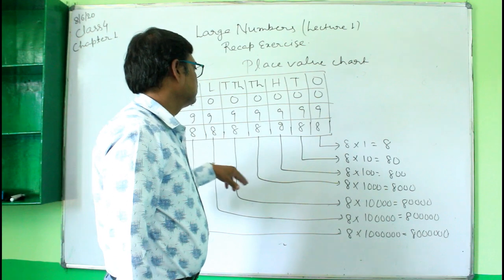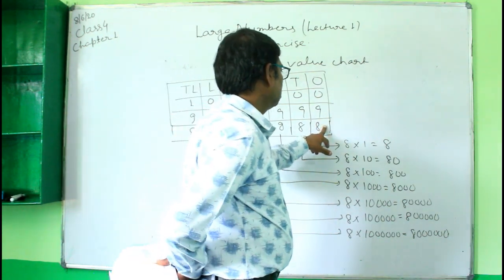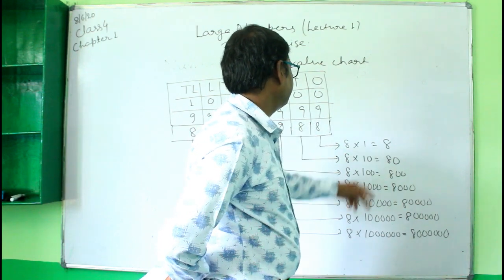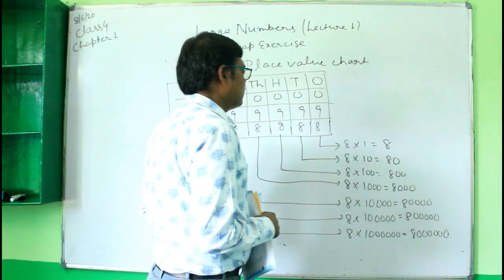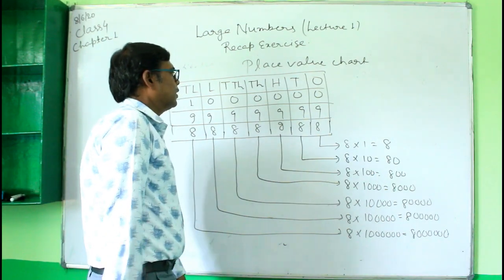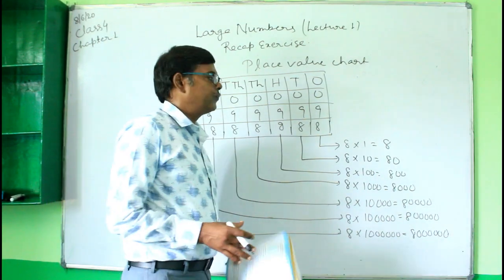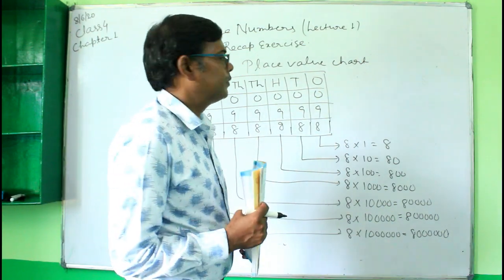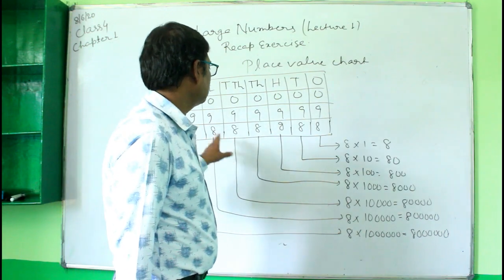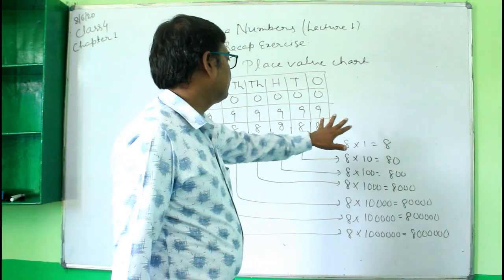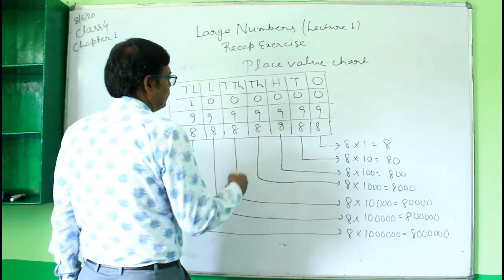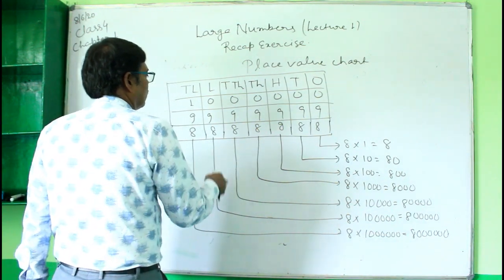So remember this: for the ones place digit, the place value will be 8 into 1, and for the tens place it will be 8 into 10, and so on. So these are the place values of the digits in this place value chart, and the face value of any number remains the same. The face value of 8 will be the same, that is 8. The number may be at any place, but the face value will remain the same. That is, the face value of this will be 8, or of any number.